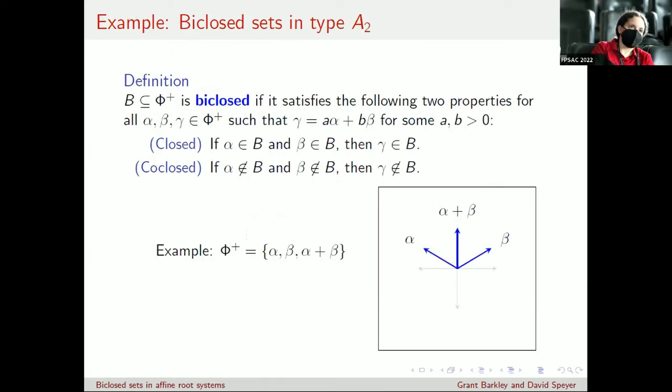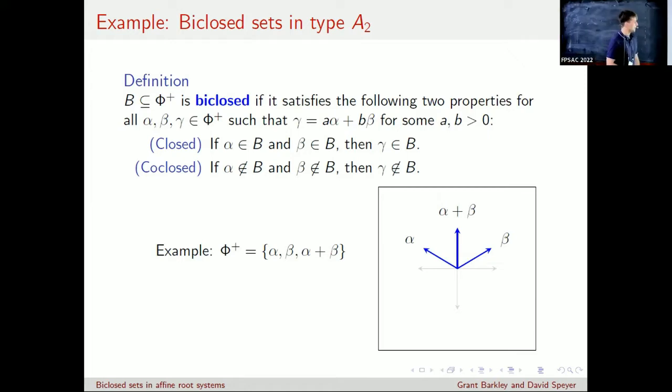So for my first example, let's look at the following set of vectors. Take two linearly independent vectors, alpha and beta, and then their sum. That will be my set. This will end up being the A2 positive root system, so we'll talk about that later. I've drawn pictorially the setup. We have a vector alpha, we have a vector beta, and then their sum is alpha plus beta right here.